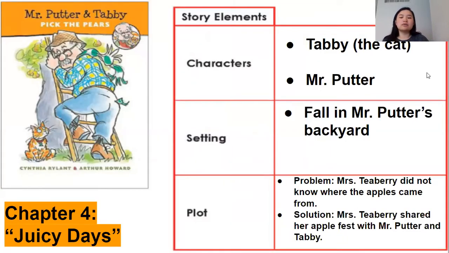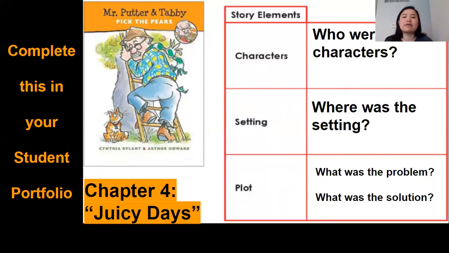Okay, so you are responsible for now coming up with understanding who were the characters, where was the setting, what was the problem, what was the solution. You need to have this chart created into the student portfolio or into your student binder for your teacher to check over, because the story elements is what we are focusing on now.